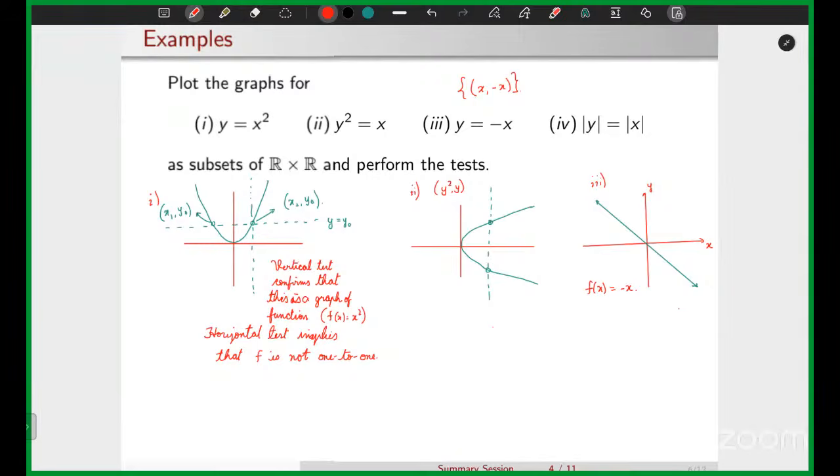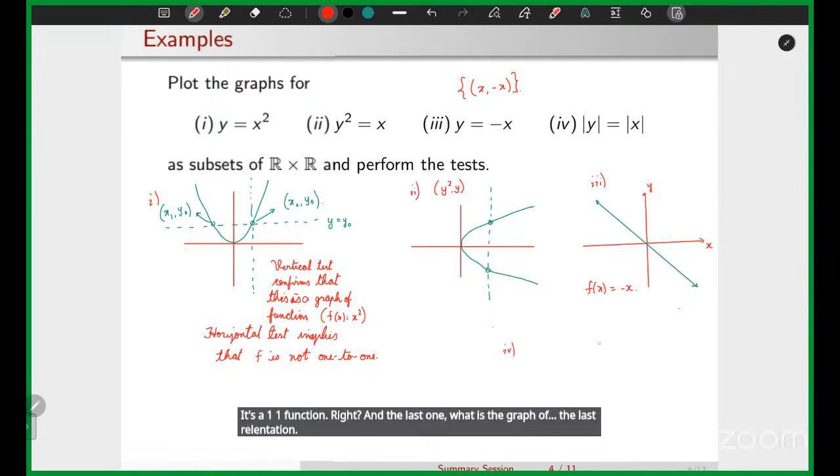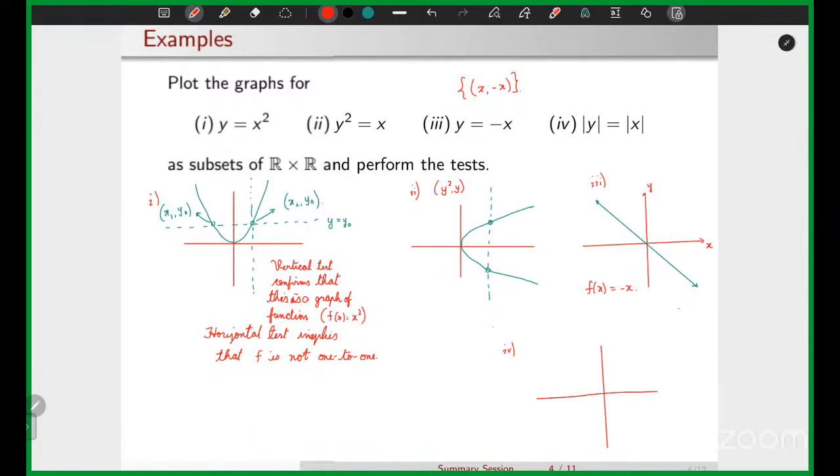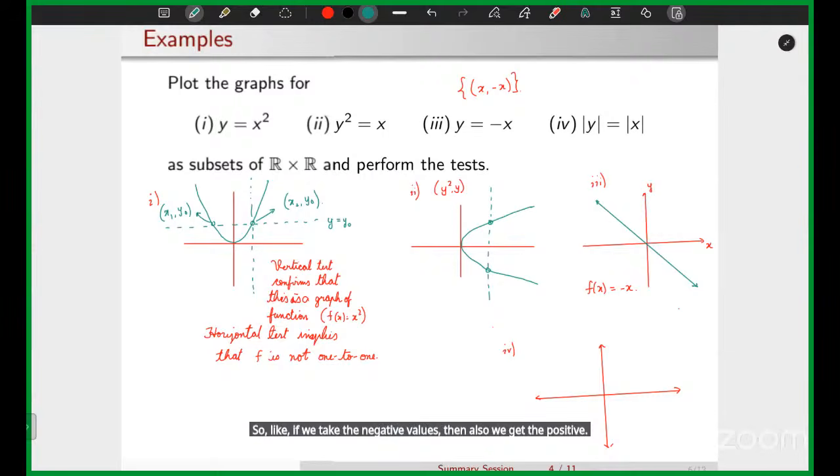Right? And the last one, what is the graph of the last relation? The straight line from 0 to positive infinity. Well, a straight line from 0 to positive infinity is not a perfect description, right? How do you describe a line? A V-shaped graph. If we take the negative values, then also we get the positive in the model. So I think that V-shape will be there.